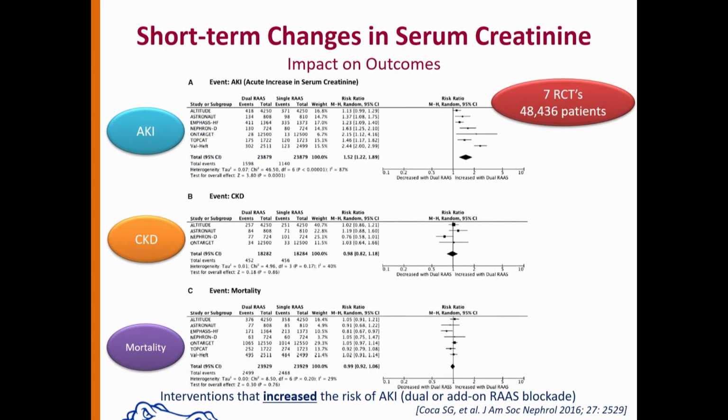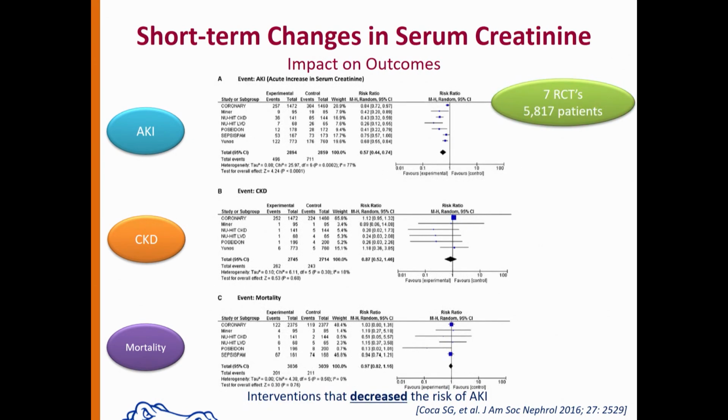To broaden the scope, if you come out of heart failure and look, this is a meta-analysis from a couple of years ago in our best journal of nephrology, JASN. This also showed pretty much the same thing. The intervention that increased the risk of AKI, an increase in serum creatinine, yes, at the top you will see they increased the AKI, but when you come down, mortality did not change.